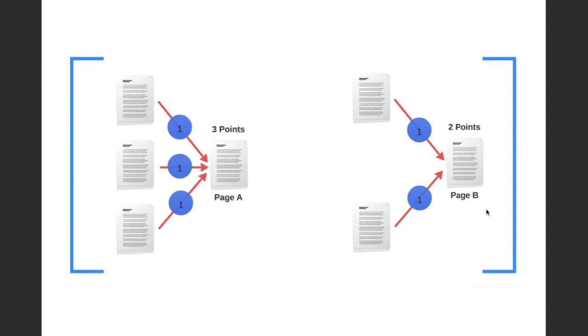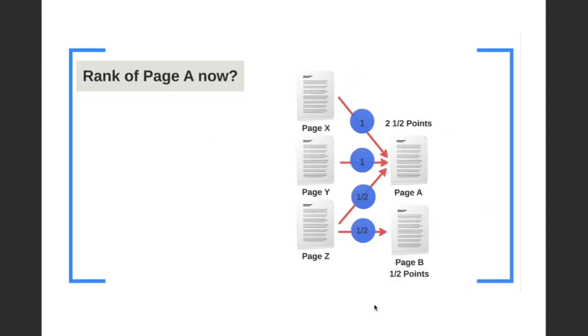Now see, there are two pages, page A and page B. For page A there are three inward links, whereas for page B there are two inward links, means A got 3 points and B got 2 points. So the more important page is page A, right? So here we have two pages, page A and page B, and we need to determine the amount of points that both of these pages will get from pages X, Y and Z.